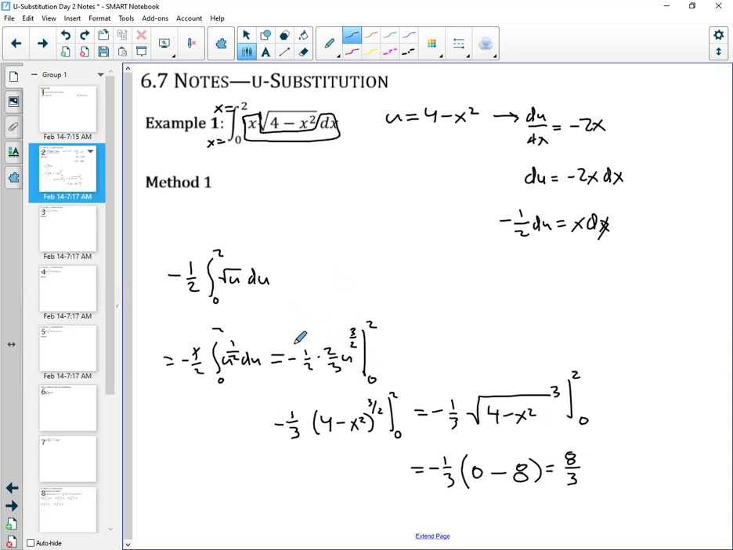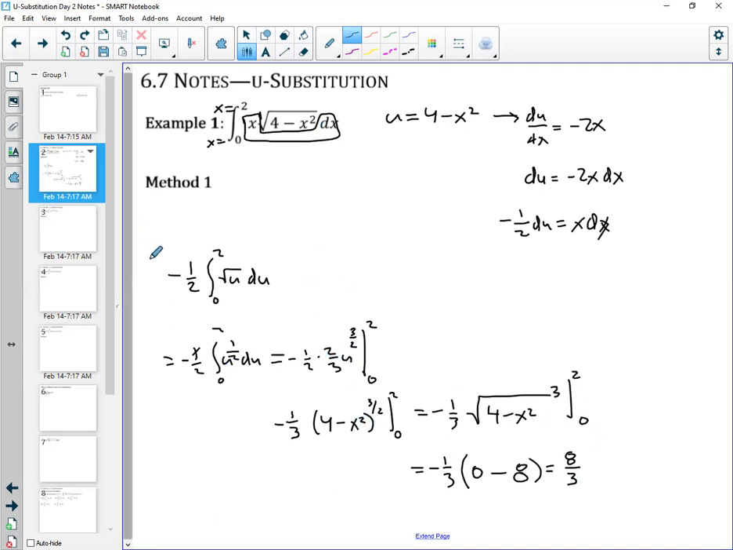By method 1, I mean we did u substitution. We replaced 4 minus x squared with u. We did the integration because it got easier. Then we replaced the u with the 4 minus x squared and then evaluated it.